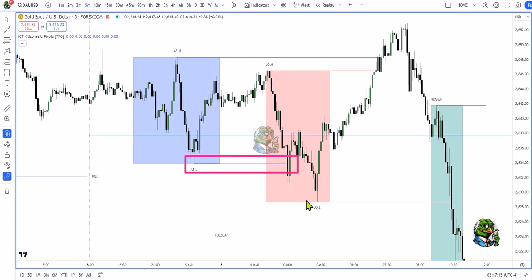And therefore, when we are down here, we are at the low of the day. At that point in time, we are also below Monday's low, right? So that means we're at the low of the week. Monday traded, made a low and a high. Tuesday went below Monday's low. And so therefore, we are at the low of the week.